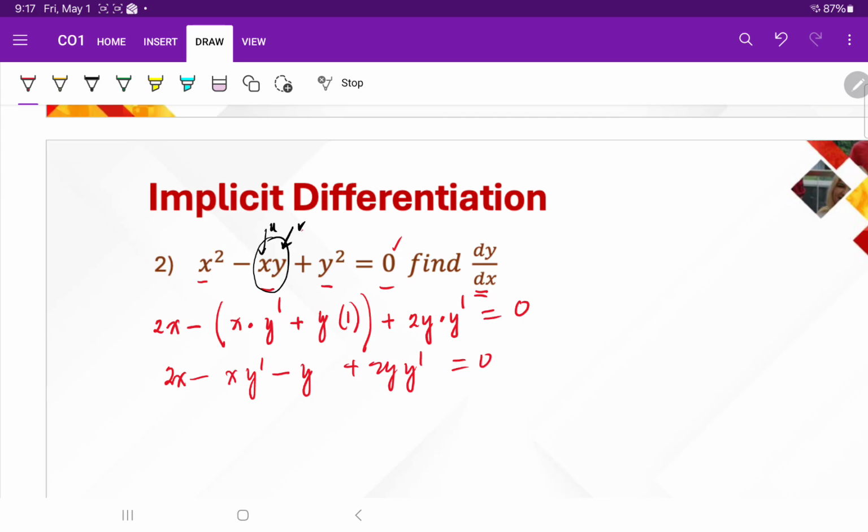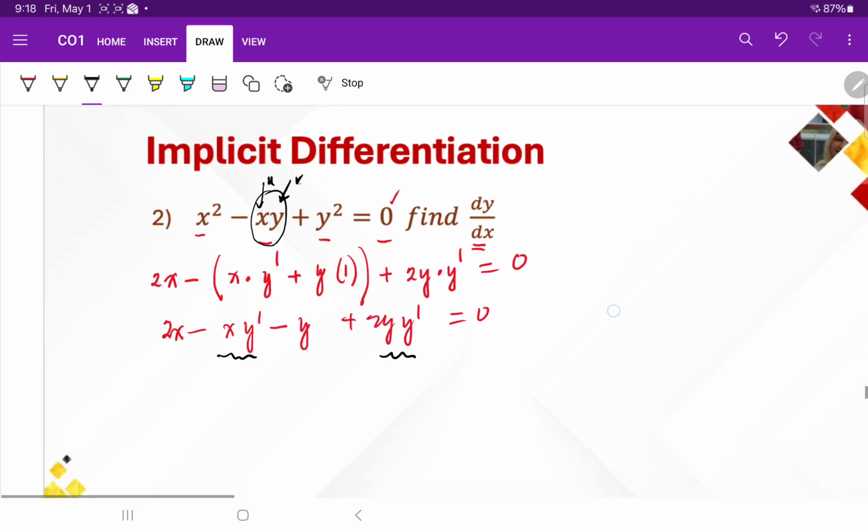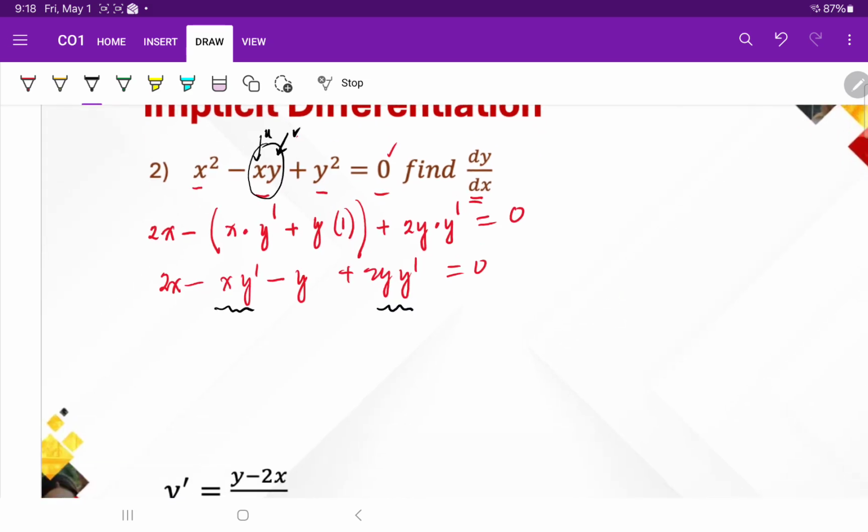Now we need to solve for y prime. So we group all the terms with the y prime on the left side. So what are those terms with the y prime? Minus xy prime plus 2y y prime. Then we move 2x to the right side. Negative 2x plus y. We factor out y prime. So what's left? Minus x plus 2y.